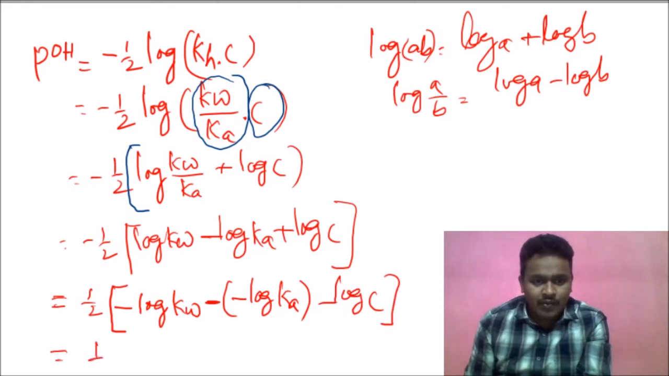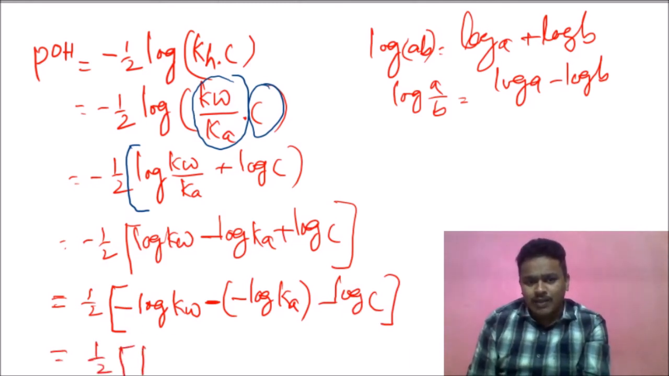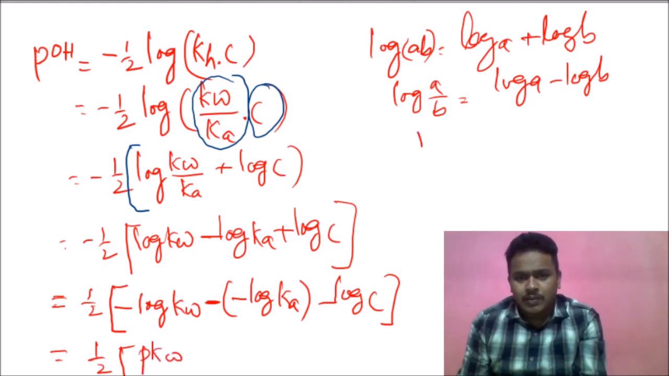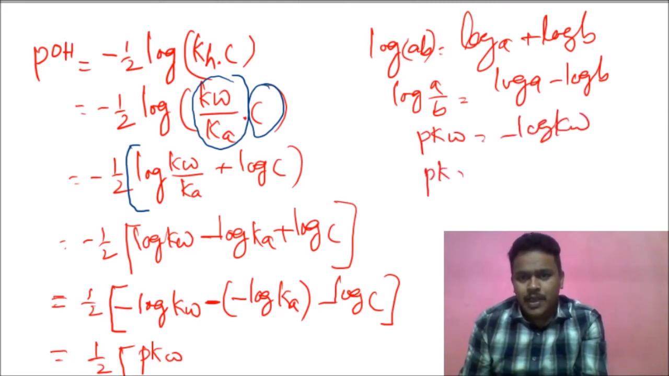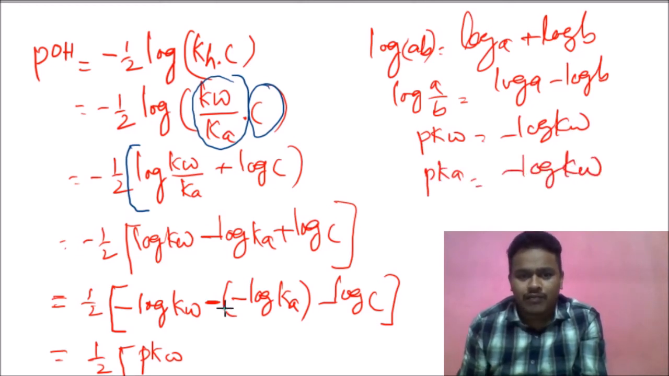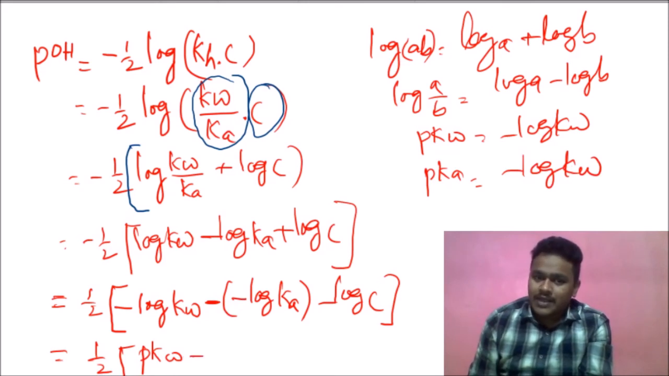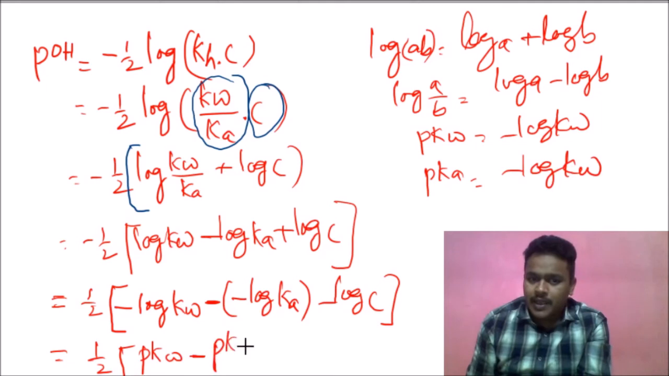Again what I will write, 1 by 2, minus log kw, nothing but pkw, correct or not? pkw is equal to minus log kw, pka is equal to minus log ka. These are all the formulas. Here minus log ka nothing but pka, minus of log c.